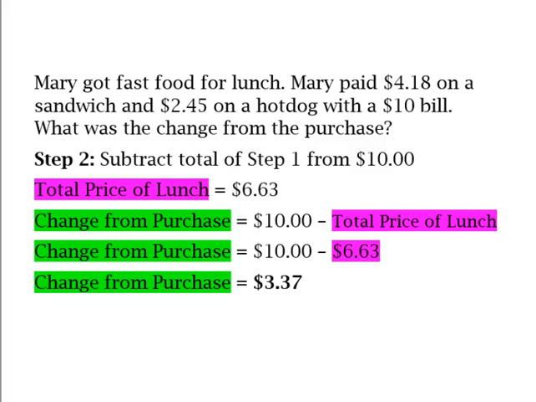So for step 2, we have to subtract the total of step 1 from $10. We know from step 1 that the total price of the lunch is equal to $6.63. So the change from the purchase is $10 minus $6.63. And how much money did Mary receive back? $3.37. Let's look at another problem that's similar to this one.